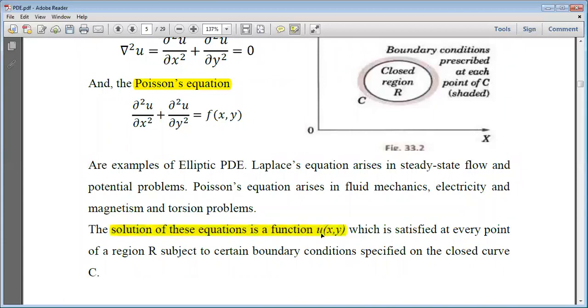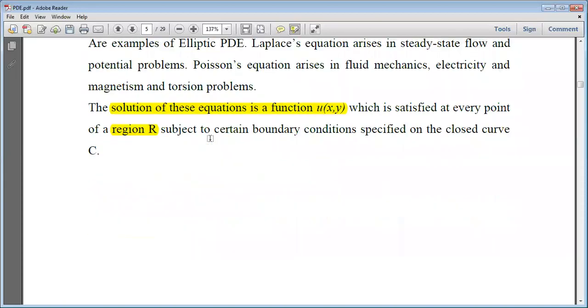Now, the solution of these equations is any function u(x, y) which is satisfied at every point of a region R, subjected to a certain boundary condition specified by a closed curve C. So the closed curve C defines the boundary conditions, and by closing, it encloses a certain region R. We have to determine the function u(x, y) at any point of this region which satisfies the boundary conditions specified by the curve C. That is the solution of this particular elliptical partial differential equation.